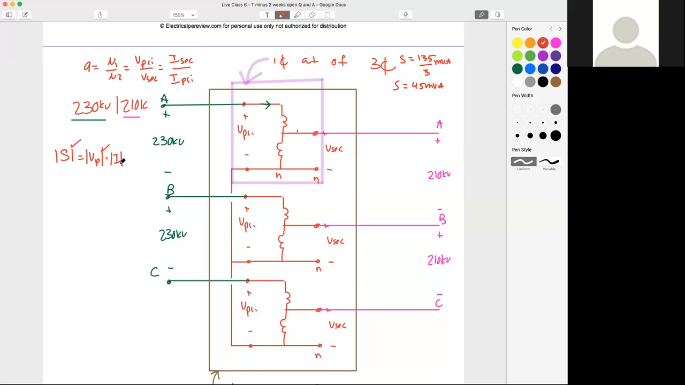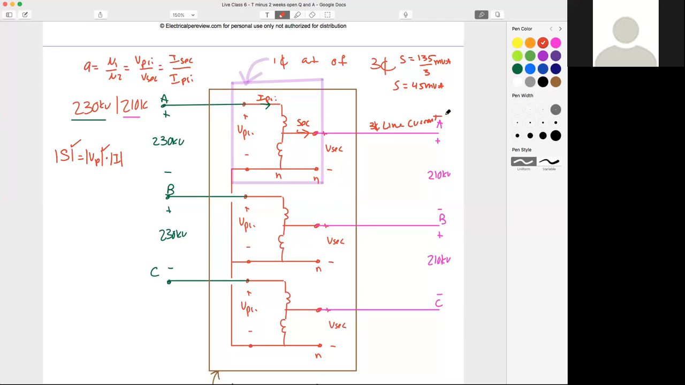So if I solve for I and I use my primary voltage, guess what? That's going to give us our primary current. And if I solve for I and I plug in my secondary voltage, then that's going to give me my secondary current. And guess what? That secondary current is going to equal to what? That's going to equal to the 3-phase line current.